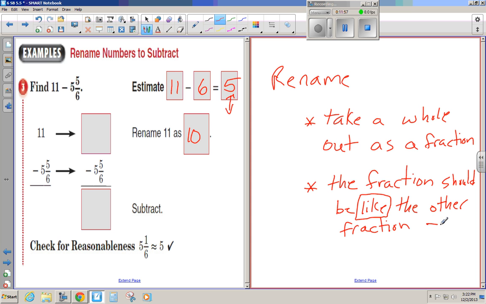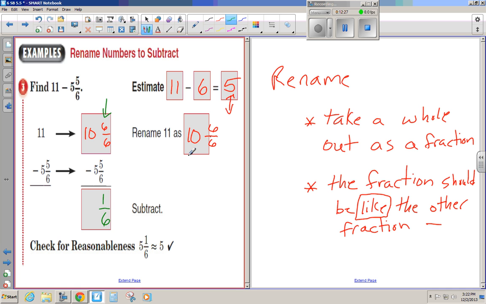So that means it needs to have a denominator that's like the other denominator. So in this case, we need to have a denominator of 6, because we need it to be like this. So we will have 10 and 6 sixths. It's like you're carrying a whole. So 6 sixths. Now, we do the fraction part first. 6 sixths minus 5 sixths is 1/6. We do the whole number next. 10 minus 5 is 5 and 1/6. 5 and 1/6 is the answer. It's very close to 5.